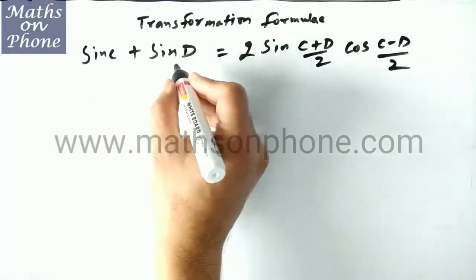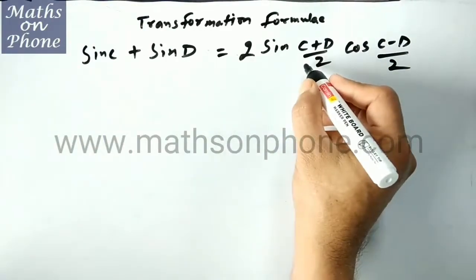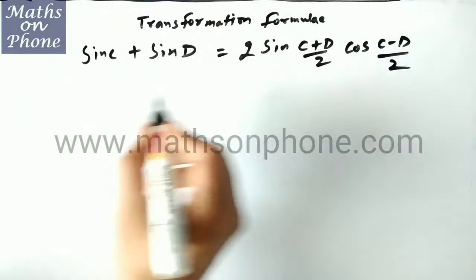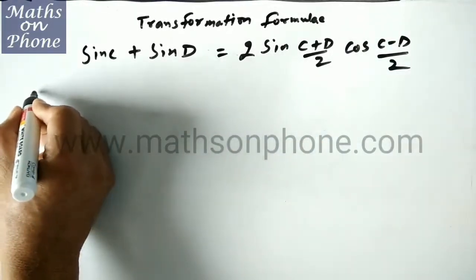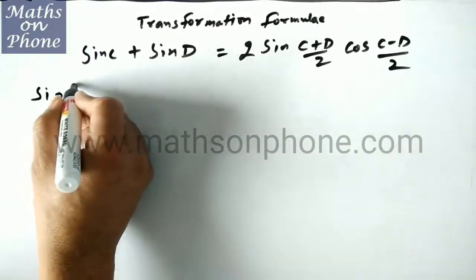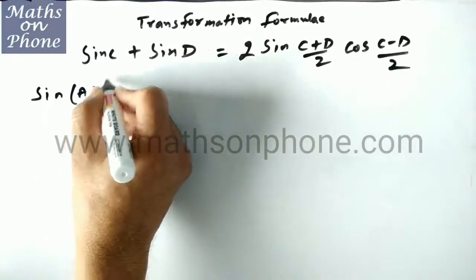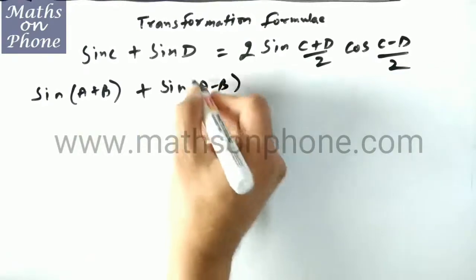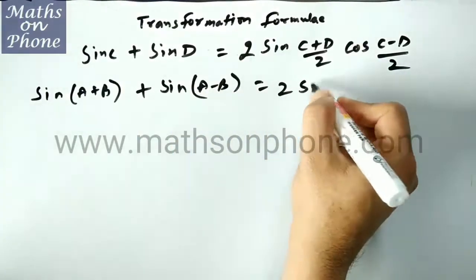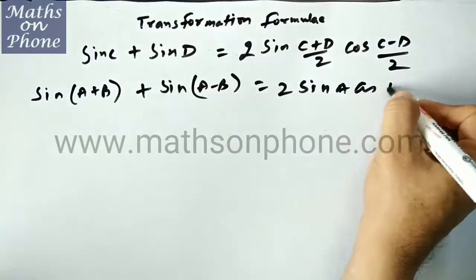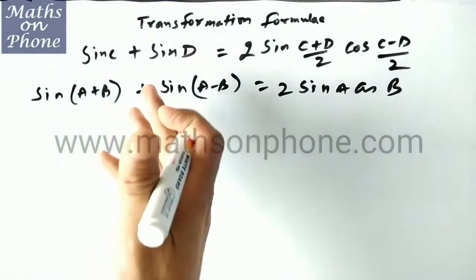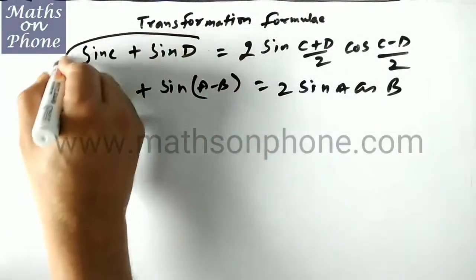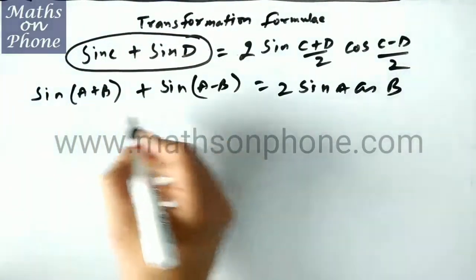I said to you, in the case of sine formulas, all the formulas you will see have one sine and one cos, and that is following the rule. How this is coming out, you just see. Do you remember the formula sin(A plus B) plus sin(A minus B) is equal to 2 sin A cos B? We just expand that, you will get this very easily.